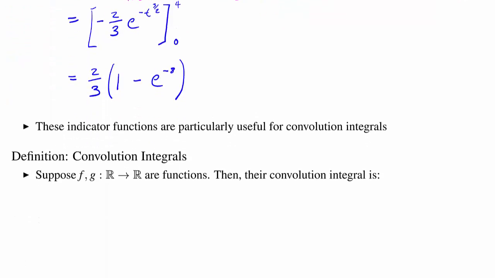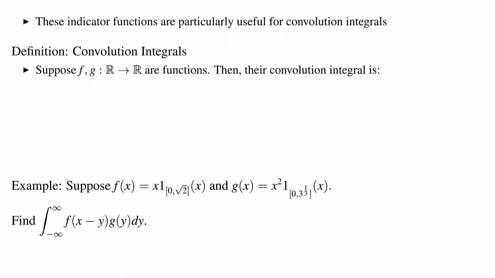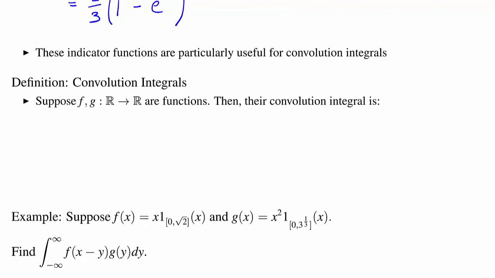So these indicator functions are particularly useful for convolution integrals. Let's define what a convolution integral is. Suppose f and g are functions that map the real line into the real line. Then the convolution integral is (f * g)(x), that's the normal notation, and it's equal to the integral from minus infinity to infinity of f(x - y) g(y) dy. So we first lag f and then we multiply it by g and then we integrate.